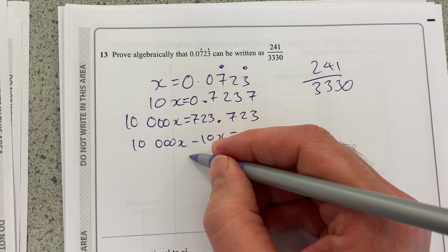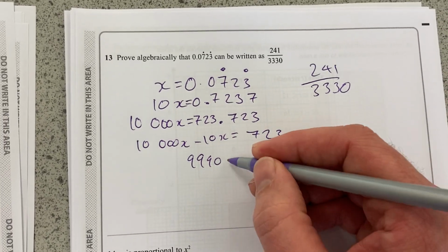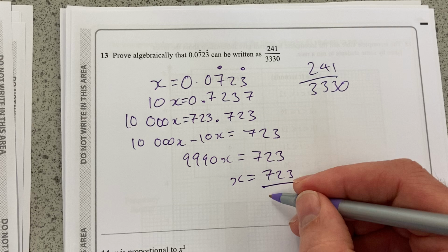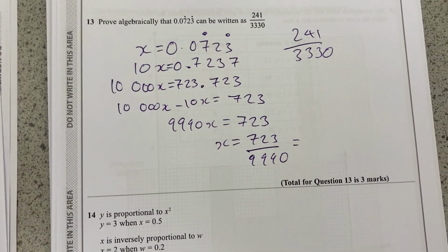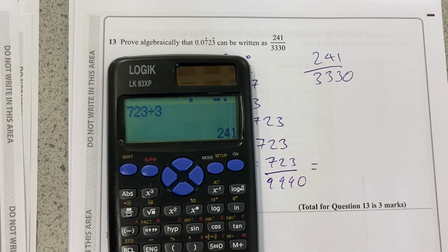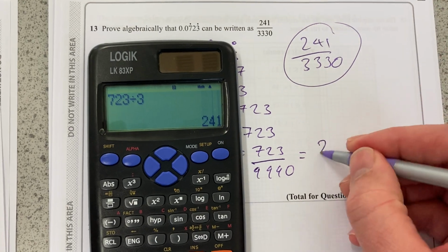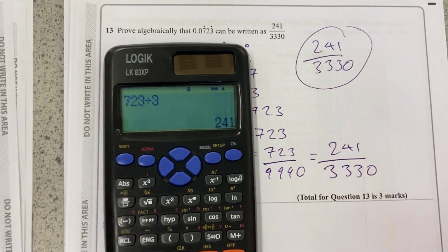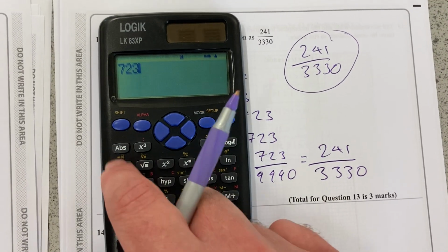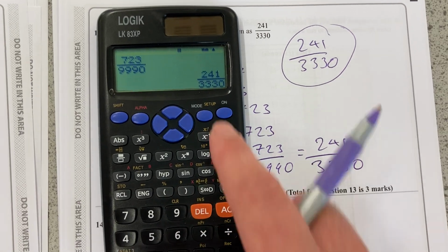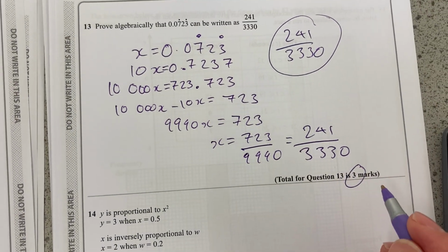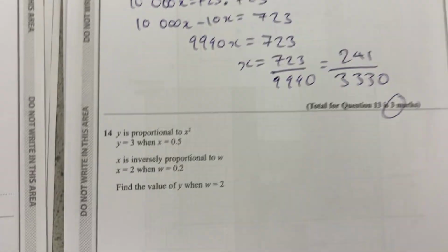So I'm going to have 9,990x equal to 723. So x is 723 over 9990. I'm going to assume that I can divide 723 by 3 and give me 241, because that's what they wanted there. So there we go. Or if the calculator might have done that if I'd done 723 over 9990. Yeah, it does. 241 over 3330. Okay, a nice 3-mark question there. Recurring decimals as a fraction.